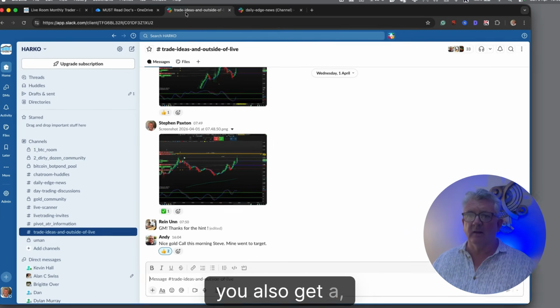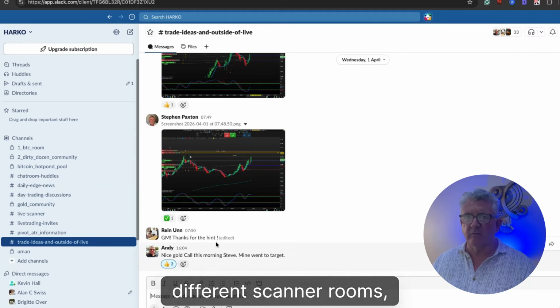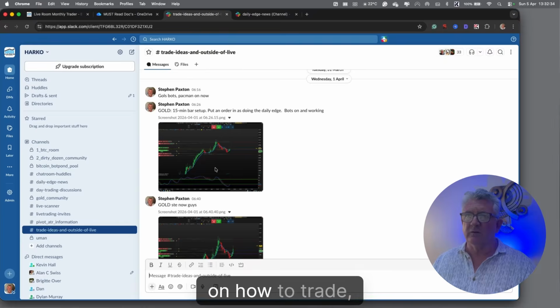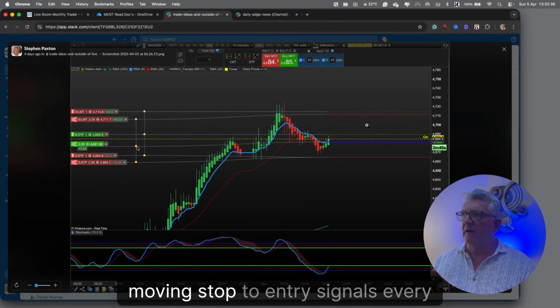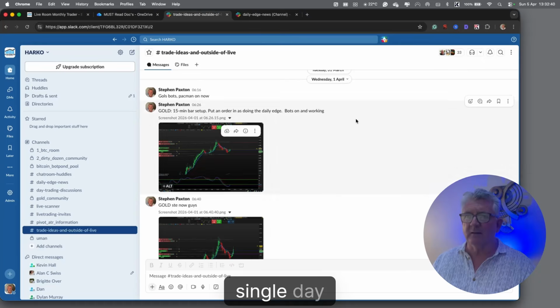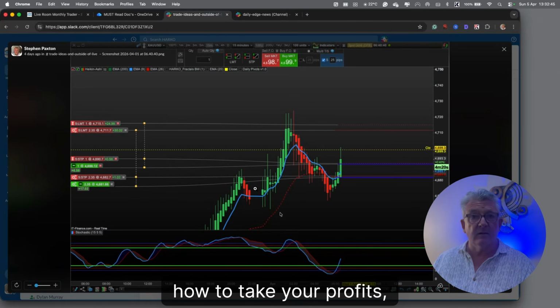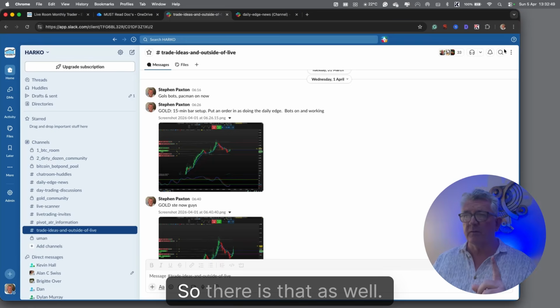You also get access to all the trading room, different scanner rooms, chat rooms, signals that I give out every day, how to trade, how to manage your trades, moving stop to entry, signals every single day. And as we're moving into profit, how to take your profits, how to get out, how to manage your risk. So there is that as well.